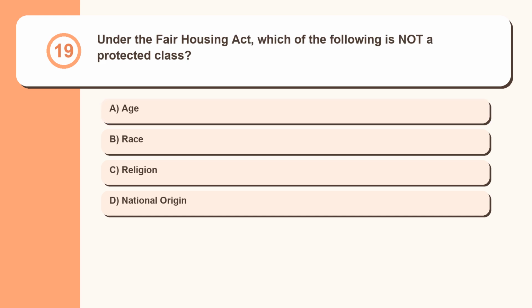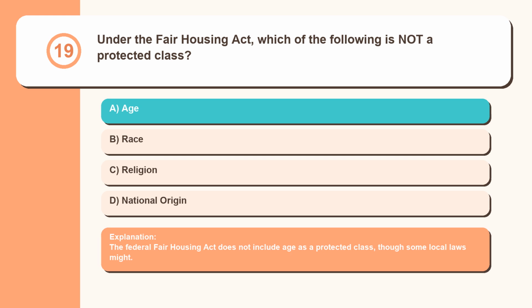Question 19. Under the Fair Housing Act, which of the following is not a protected class? Age, race, religion, national origin. The Federal Fair Housing Act does not include age as a protected class, though some local laws might.